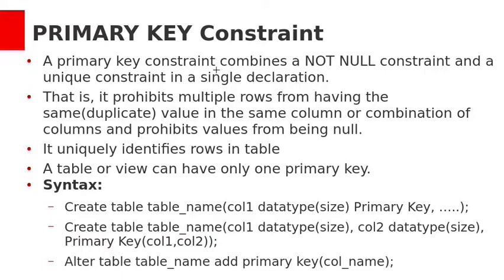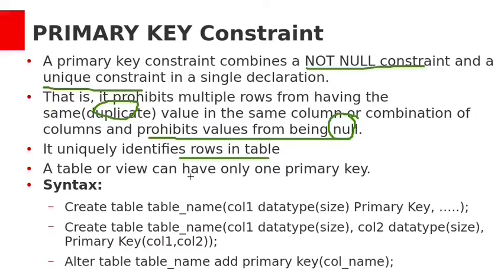Fourth one, primary key constraint. Primary key constraint combines not null constraint and unique constraint in a single declaration. Means it prohibits multiple rows from having duplicate values in the same column or combination of columns, and prohibits values from being null. Means it does not allow null values and duplicate values. It uniquely identifies rows in a table. A table can have only one primary key. Like unique constraint, whenever we create primary key constraint, the Oracle server creates an index on that column.